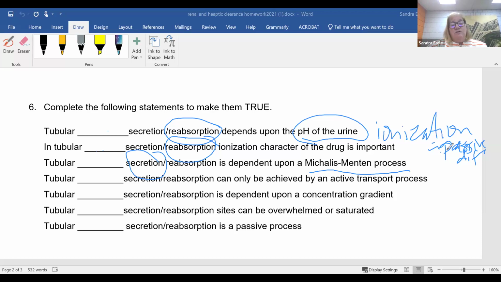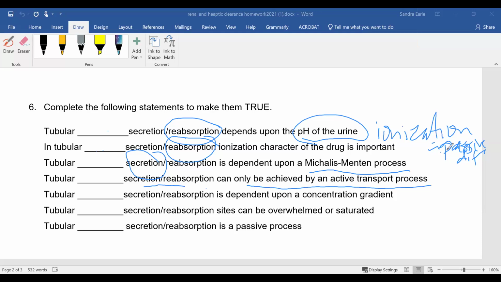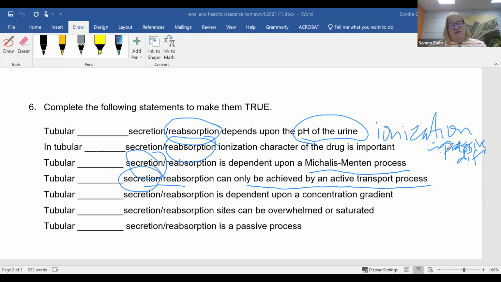We have our Tmax, which is our number of carriers, and then our KT, which is our relative affinity of which drug is going to be preferred. It's the concentration where half of the carrier systems are being utilized. Okay, y'all get a good sense for that? All right, tubular secretion or reabsorption can only be achieved by an active process. Well, I just told you that. Everybody says secretion. Very good.